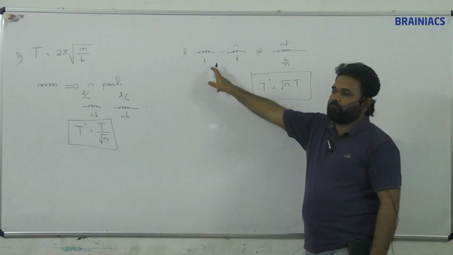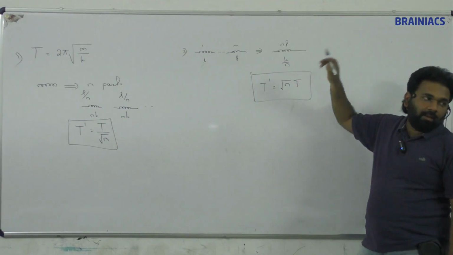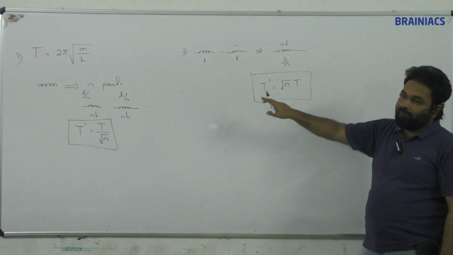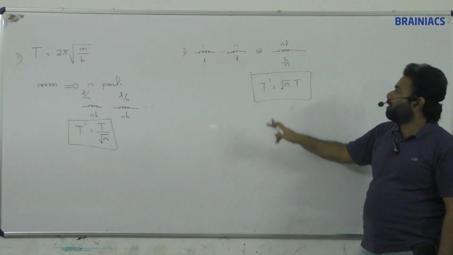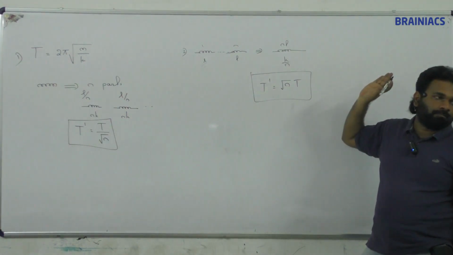So many small springs combined together, we got NL, that is nothing but k by n. So 2 pi into root of m by k by n will come. So this is nothing but T dash is equal to root n into T.